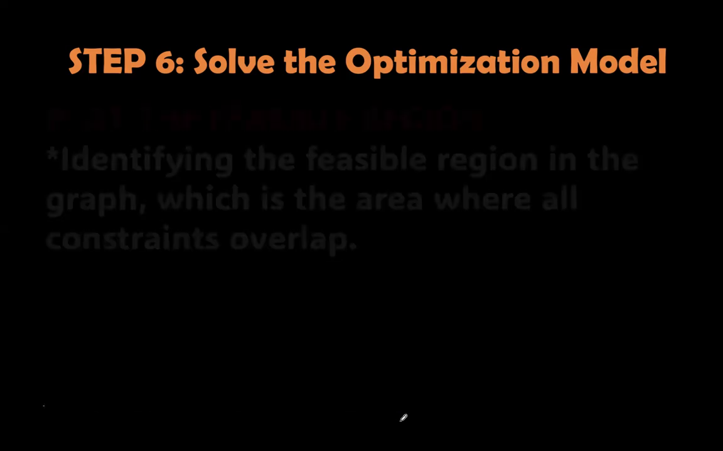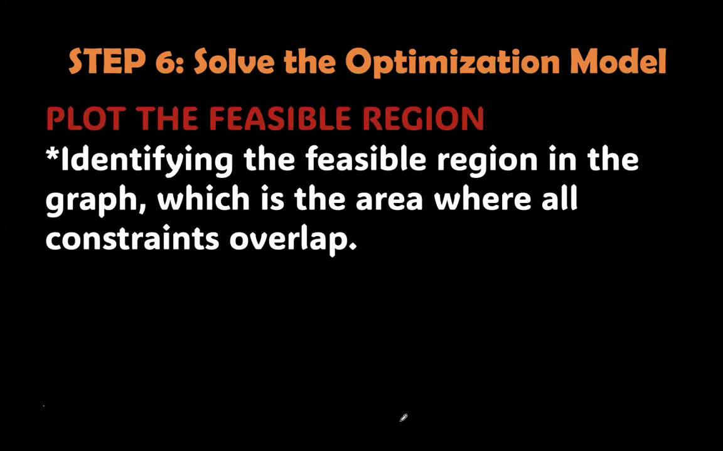So the next step, you have to plot the feasible region. How to plot the feasible region? You have to plot both of the x and y axis for both of the constraints in one graph. So before you can identify the feasible region, you have to do the graphing first. Then identify the feasible region in the graph, which is the area where the constraints overlap. You will begin to identify where they overlap. As I mentioned to you, they can access both of those.